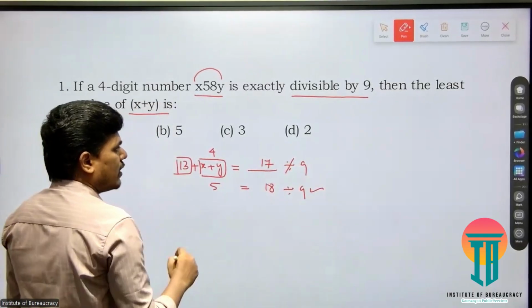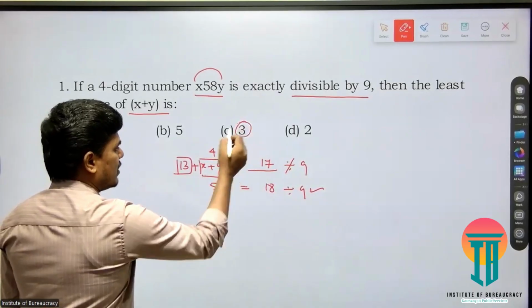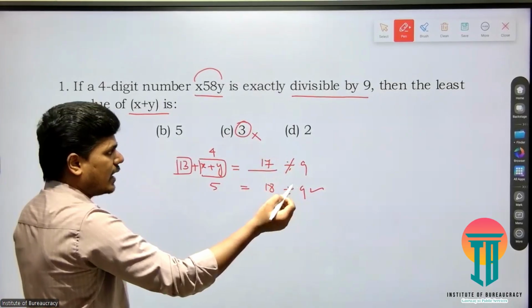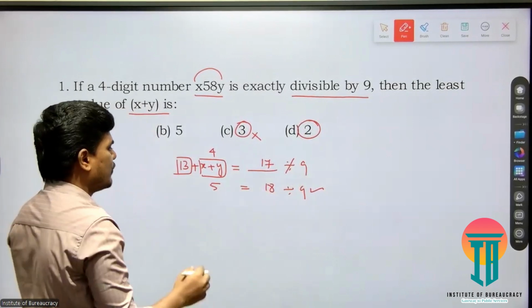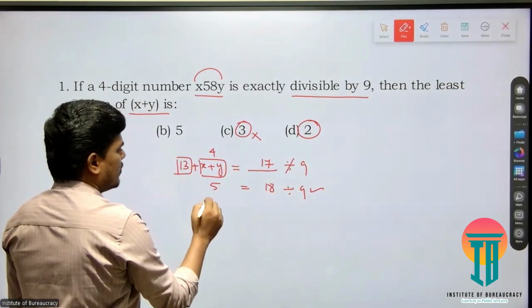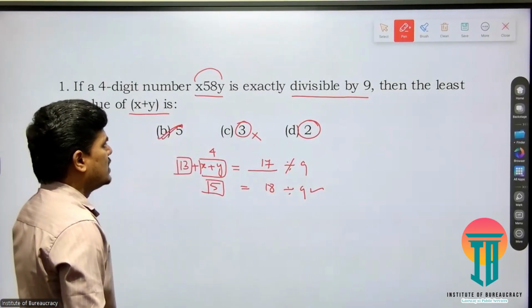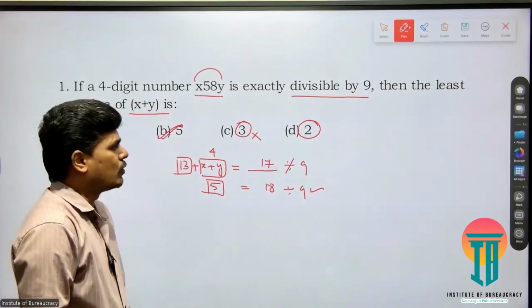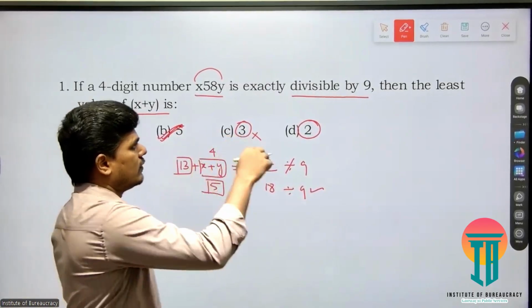Now if you substitute the other options, 13 plus 3, 16, is not divisible by 9. 13 plus 2 is 15, not divisible by 9. Therefore, the possible value here is 5. So the answer for this question is option B, 5. The least value for x plus y is 5. Okay. Let's look at one more question.